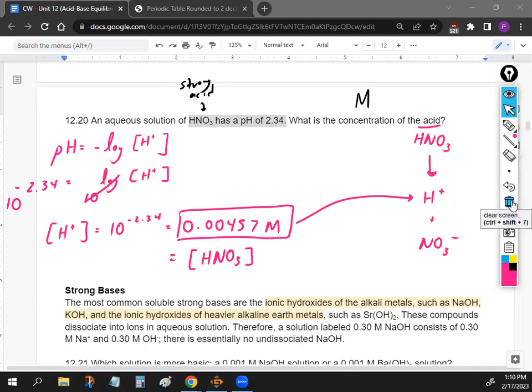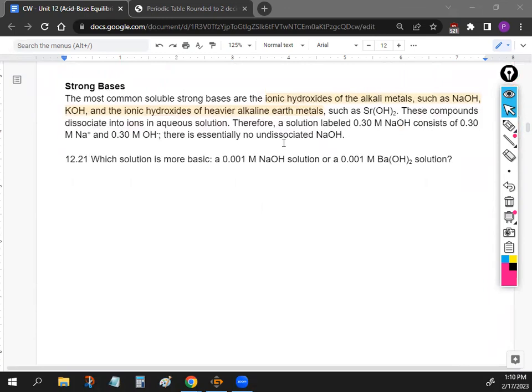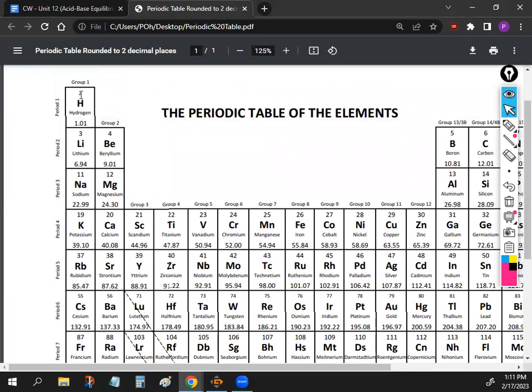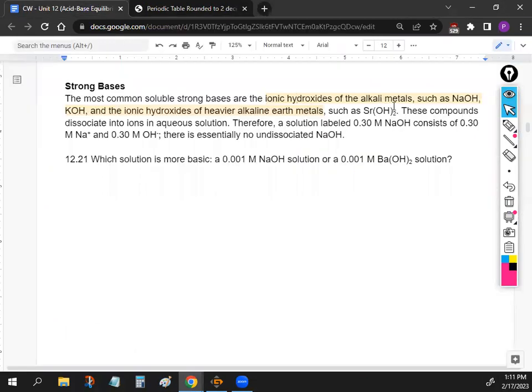All right, so that's going to be strong acids. Let's talk about strong bases. Strong bases is the next part. The most common ones are the hydroxides of alkali metals. Alkali metals are the ones on the first column of the periodic table, not including hydrogen, right? Because HOH is H2O, it's water. So starting with lithium, these are going to be the strong bases.